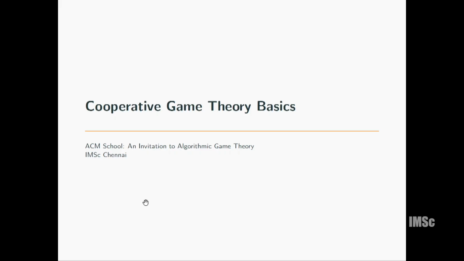Good morning, everyone. So today we are going to start a completely different topic, which is cooperative game theory. And hopefully, towards the end, I'll give some pointers to the relation of what we did yesterday to cooperative game theory. But let's first understand what is cooperative game theory, right?